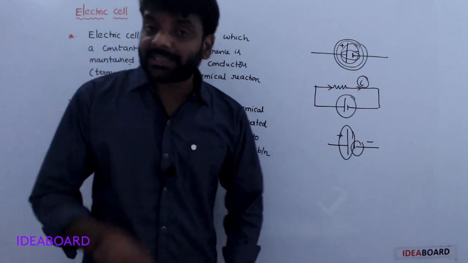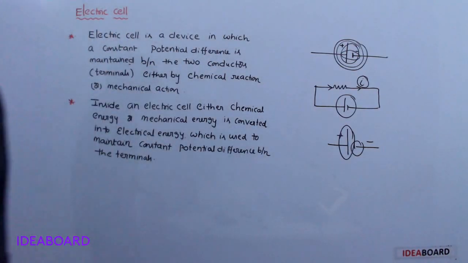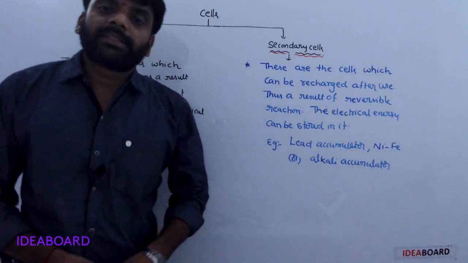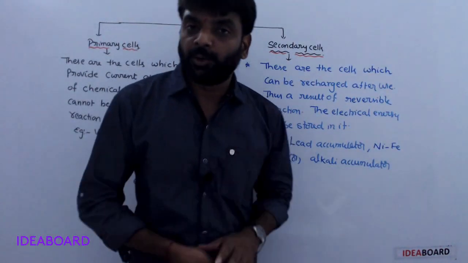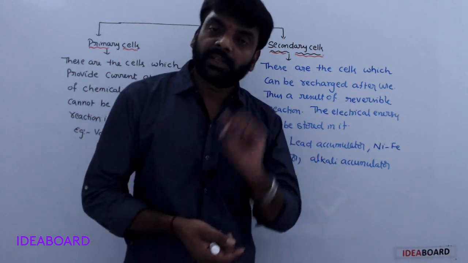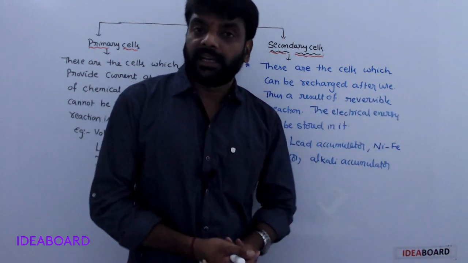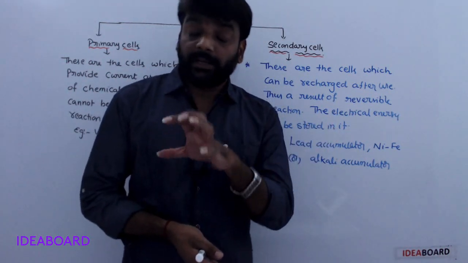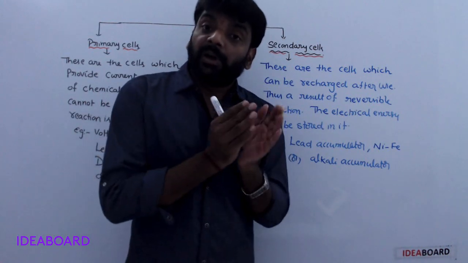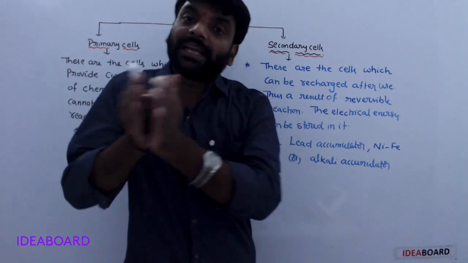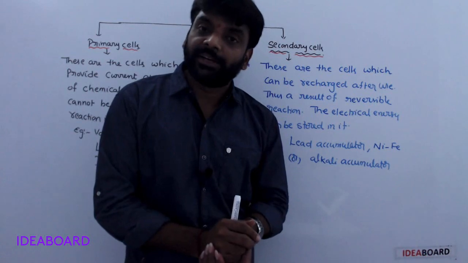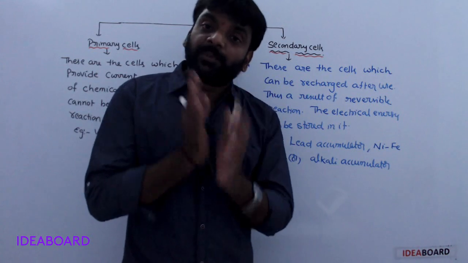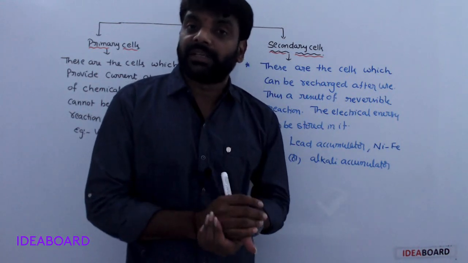Next, cells are classified into mainly two types: one is primary cell, the second is secondary cell. In a primary cell, chemical energy is converted into electrical energy. Here it is an irreversible process, understood?